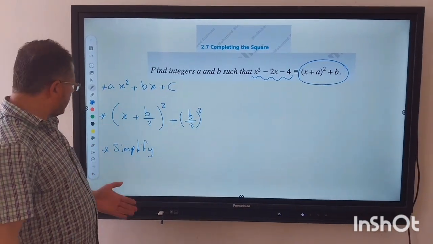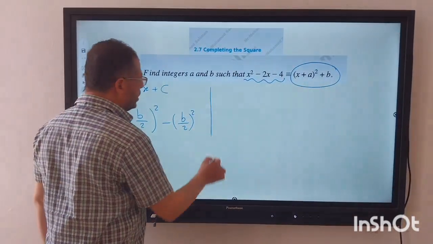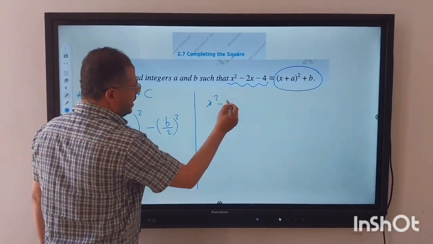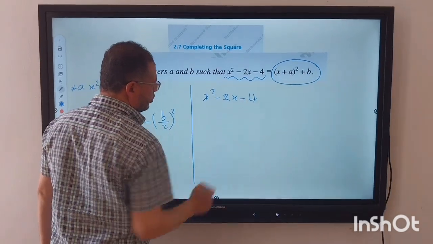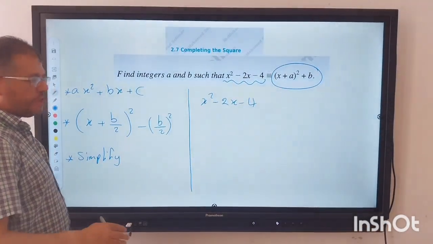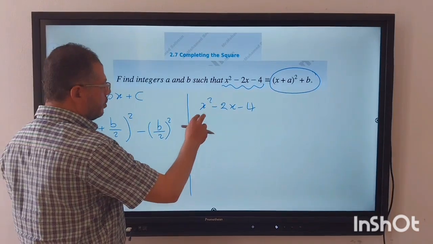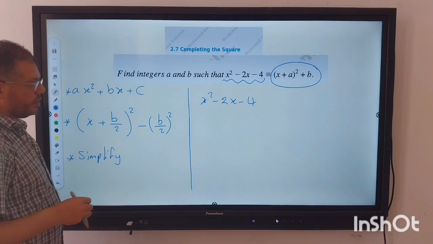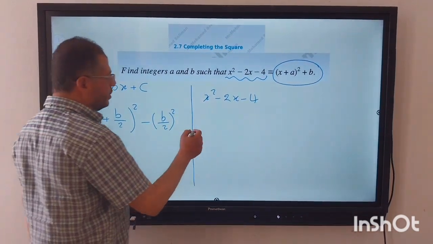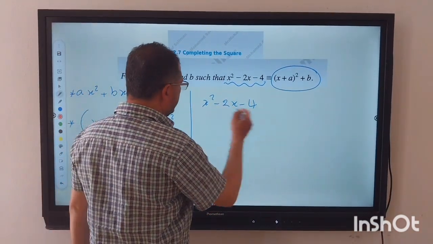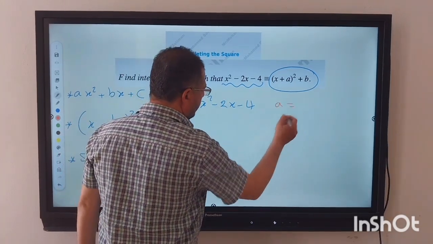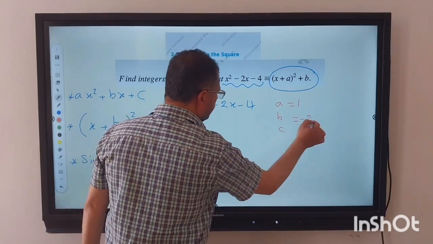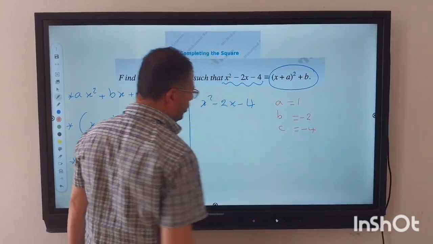Let's apply these three steps in our quadratic equation. Here I have x power of 2 minus 2x minus 4. What is the first step? The first step, I make sure about what? About x power of 2 minus 2x minus 4 is written as the normal equation that I want to do. What is the next step? I have to put what? This is a, b and c. a is 1, b is negative 2, and c is equal to negative 4.